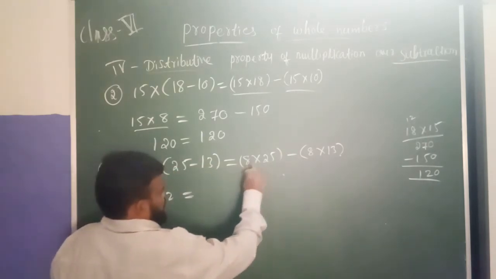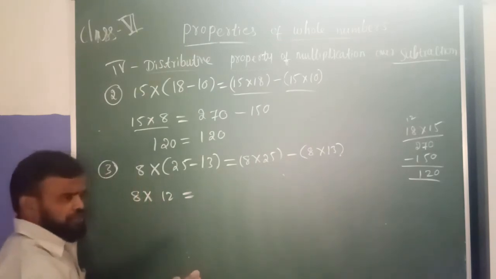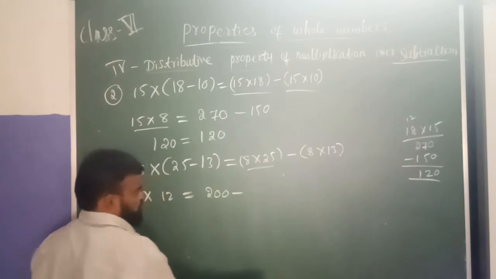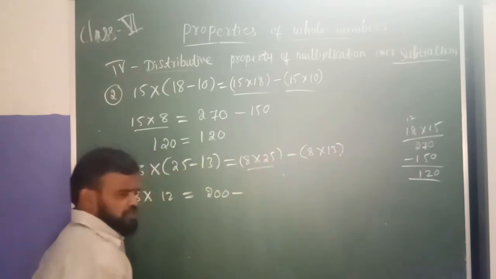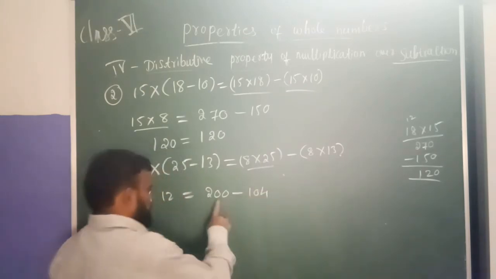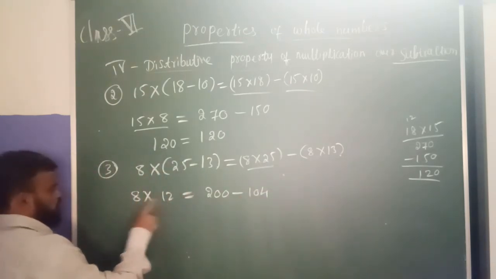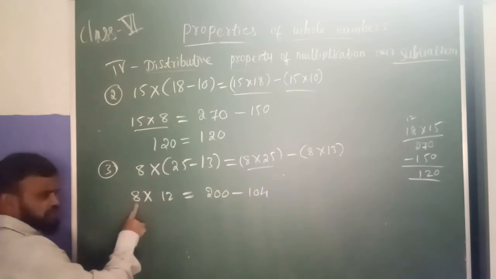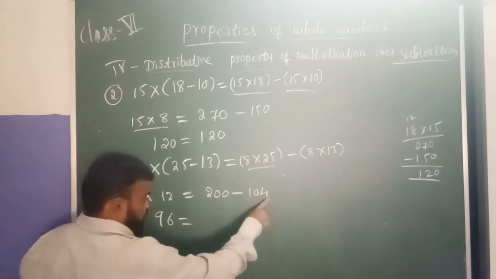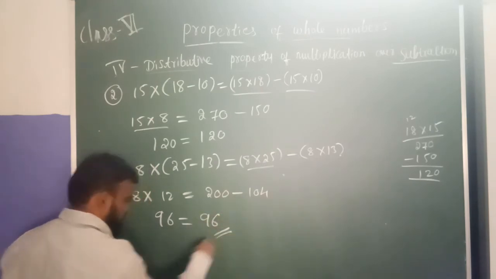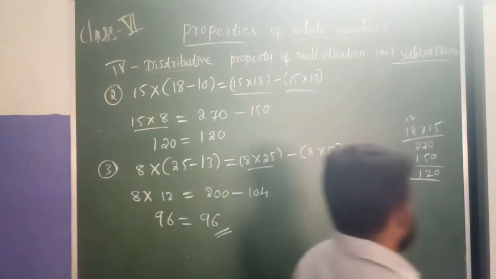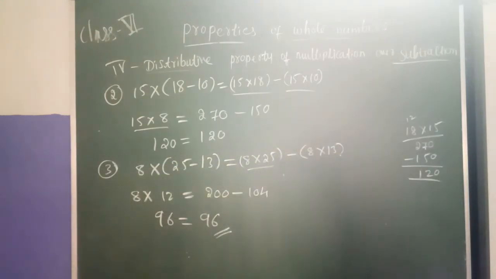Right? 8 into 25: 25 four times is 100, 25 eight times is 200. This minus 7. 13 fives are 65, 13 sevens are 91, 13 eights are 104. 104. If you subtract this, 12 eights are 96. 200 minus 104, this also will get 96. This is a simple sum we are having, the third. Next, fourth and fifth I will explain you. Now you write it.